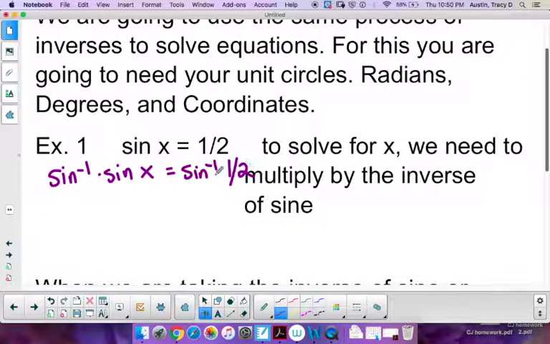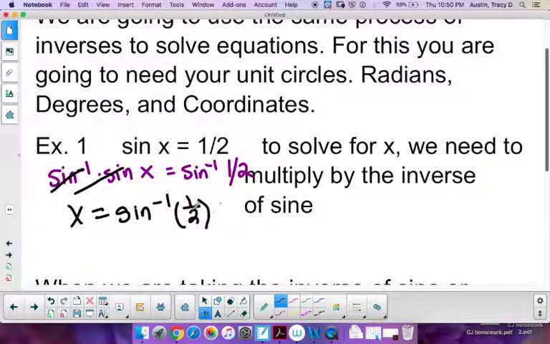Okay, so if we multiply by sine inverse on both sides, this cancels, and all you have left is x. On this side, what you have is the sine inverse of 1/2. So how do we actually figure out what that is? By using the unit circle.